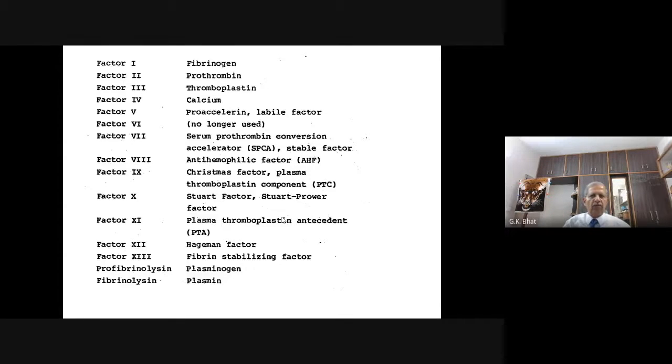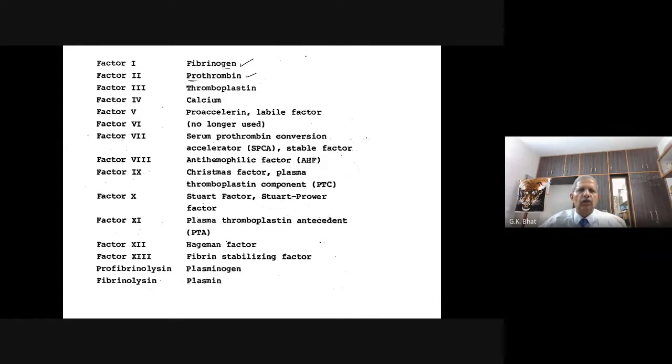Factor 1 is the fibrinogen. Factor 2 is the prothrombin. Factor 3 is the thromboplastin. Factor 4 is calcium. These 4 factors are very much concerned with the coagulation of the blood whenever we get some wound in our body. Remember, factor 1 is fibrinogen. You know already, whenever we add this suffix gen or prefix pro, it means they are in inactive form. You have factor 1 fibrinogen, factor 2 prothrombin.